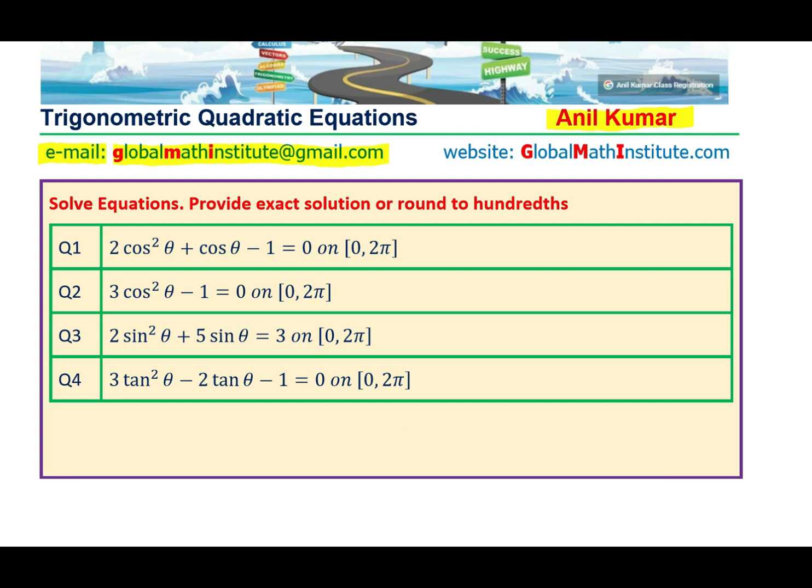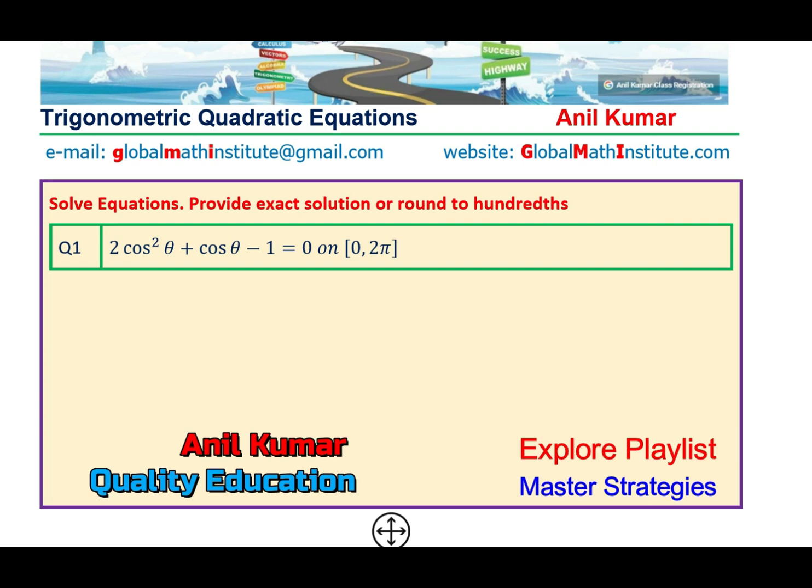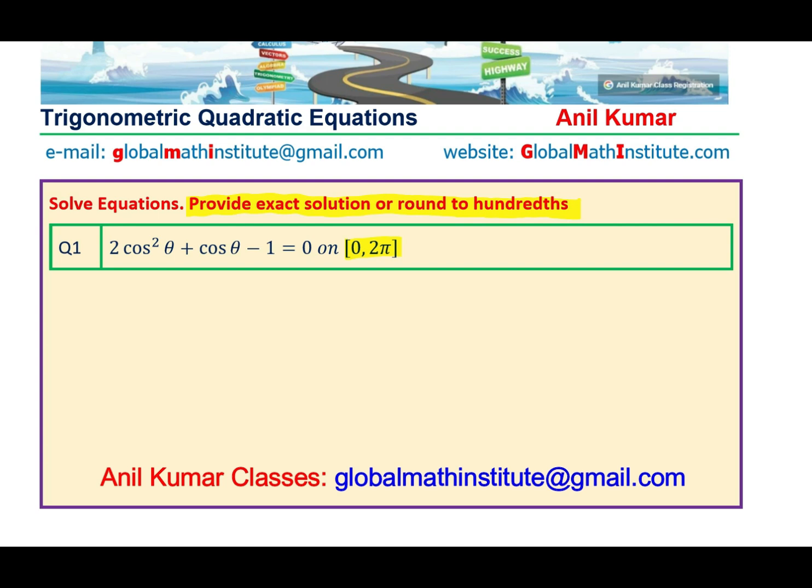So let's begin with the solutions. In these problems, we need to solve and provide an exact solution or round to hundredths. Since the domain of solution is from 0 to 2 pi, you should use the calculator with radians as the setting. Question number 1 is 2 cos square theta plus cos theta minus 1 equals 0.